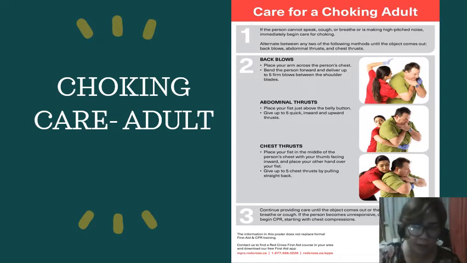Now, there is an exemption. If the victim is pregnant or the victim is obese, meaning the tummy is quite big, then you do the chest thrust. Okay, you go upper. And you give the same push, you push backwards and up, to dislodge whatever foreign object is blocking the airway. Okay, so that's for a choking adult.